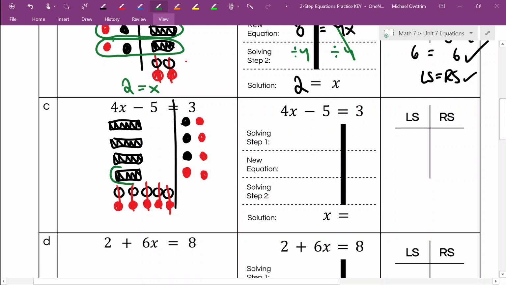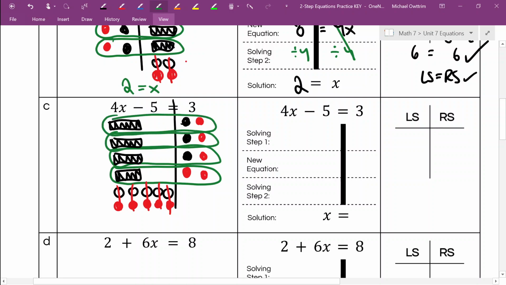Last, I'm going to split up my rows. So this x matches to 2, this x matches to 2, this x matches to 2, and as does that one. So I can say my solution is x equals 2.